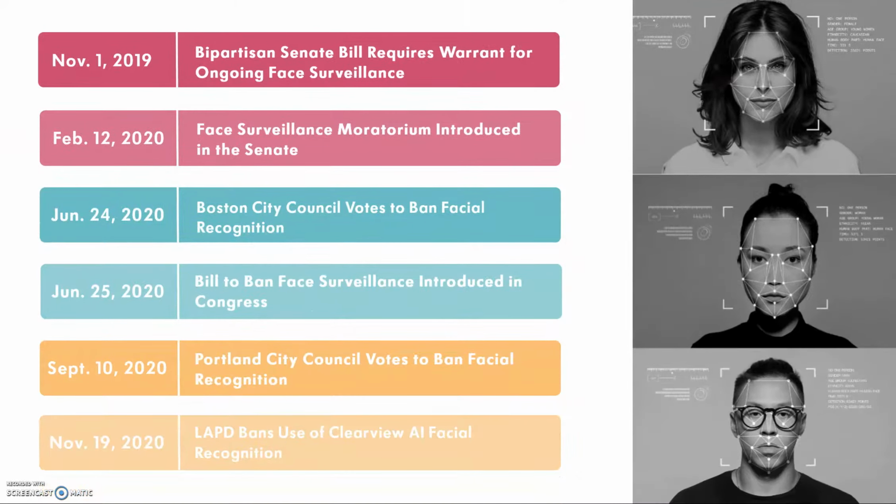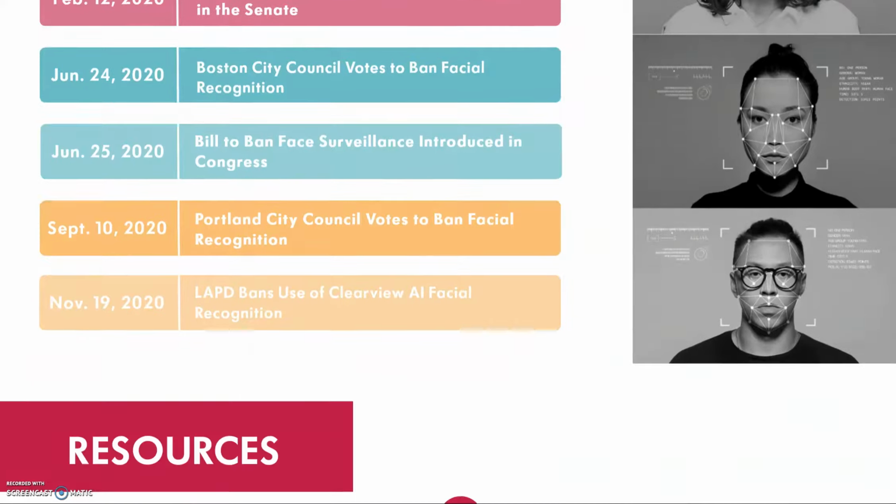So these are a couple of the most recent legislation, laws and bans. Right now, there's no federal regulation on it, although there is a bill in Congress that would require a warrant before law enforcement was able to use facial recognition surveillance for more than 3 days. And Massachusetts is actually right now looking to become the first state to outright ban facial recognition technology.